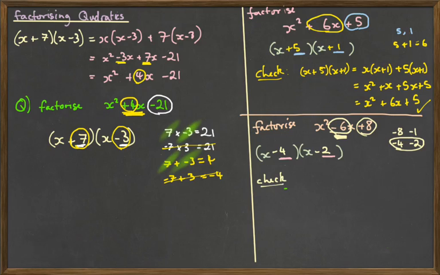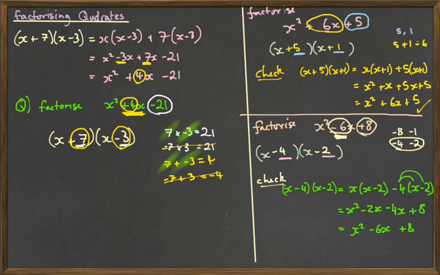We can check this. When I check it, I multiply out the double brackets, and I get x brackets x minus 2, minus 4 brackets x minus 2. Expanding the first set gives me x squared minus 2x, and minus 4x plus 8, from the minus 4 times by the minus 2. Simplifying gives me x squared minus 6x plus 8. This was the question. I've checked it. It's correct. When I factorise it, it must be x minus 4, x minus 2. Thank you very much for watching.